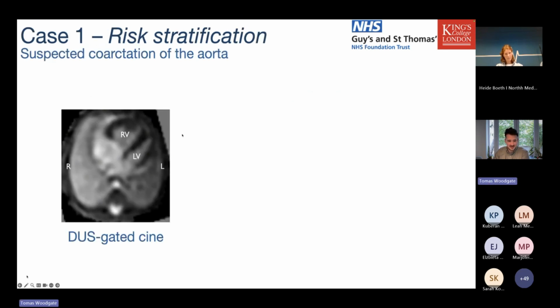Now, just some cases to cover what we're looking at. This is a common type of case we might see: a case of suspected coarctation of the aorta. Here you can see on the Doppler ultrasound gated cine imaging, we've got this ventricular disproportion as you saw before. Small left ventricle, big right ventricle.